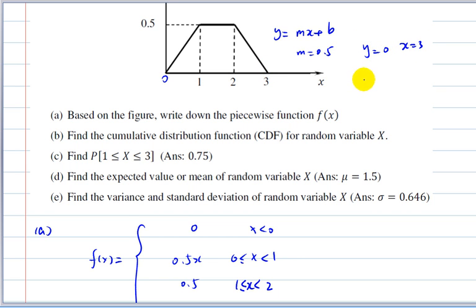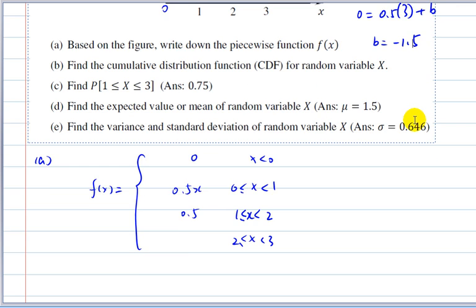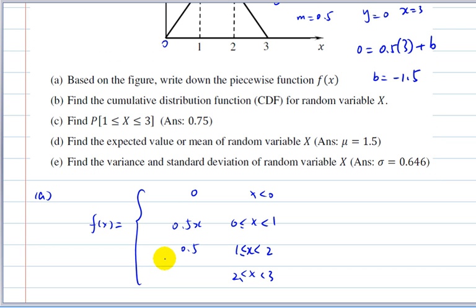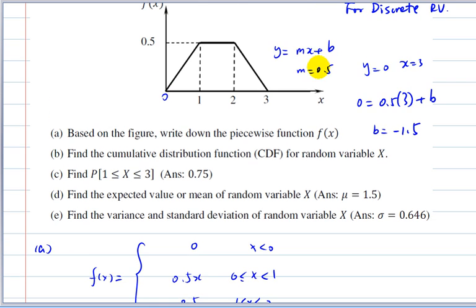So basically that means 0 equals 0.5 times 3 plus b, so b equals negative 1.5. Oops, sorry. What's going on here? Sorry, no. The slope is not 0.5, the slope is negative 0.5. So with the negative here, b is actually equal to 1.5. So that's the b value.